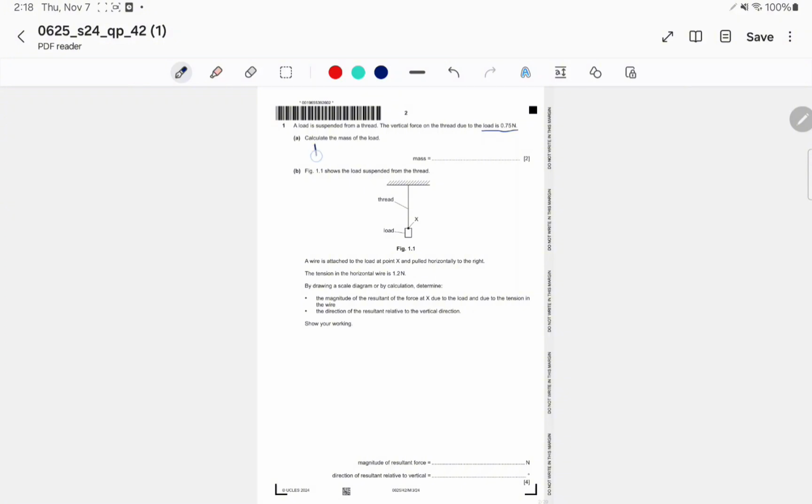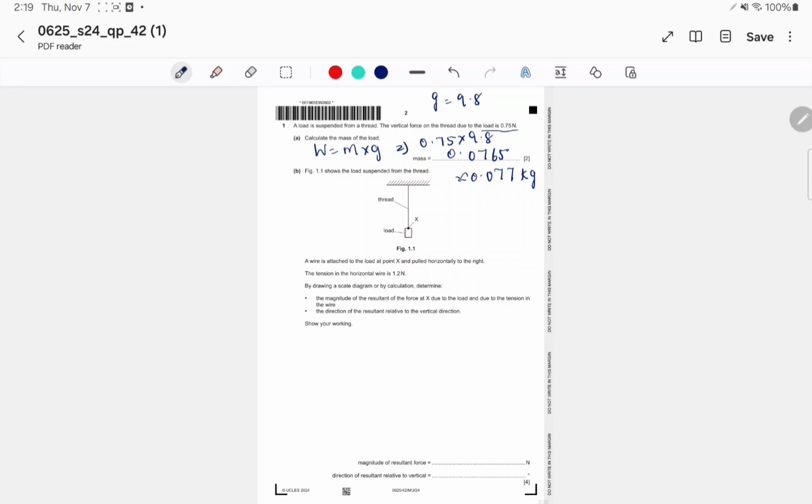Our known formula is W equals m times g. g is 9.8, given in the question paper. Therefore m equals 0.75 divided by 9.8, which comes to 0.0765, or rounded up, 0.077 kg. Okay, this is the first question.